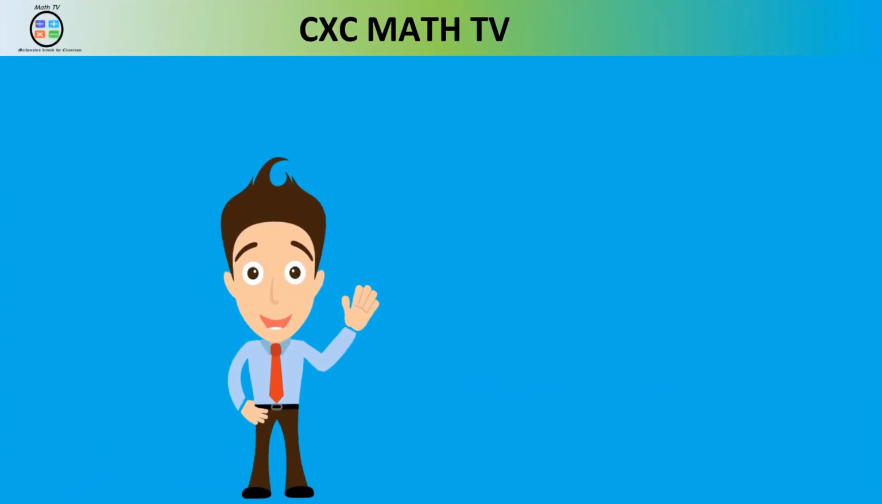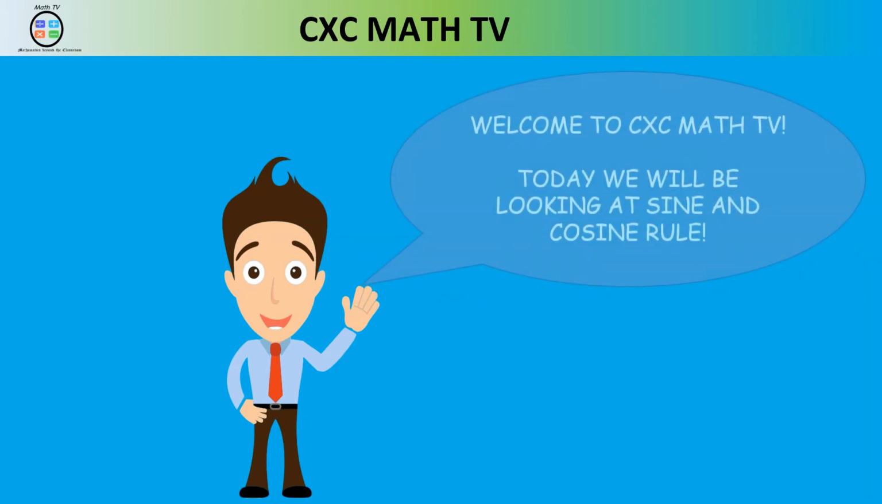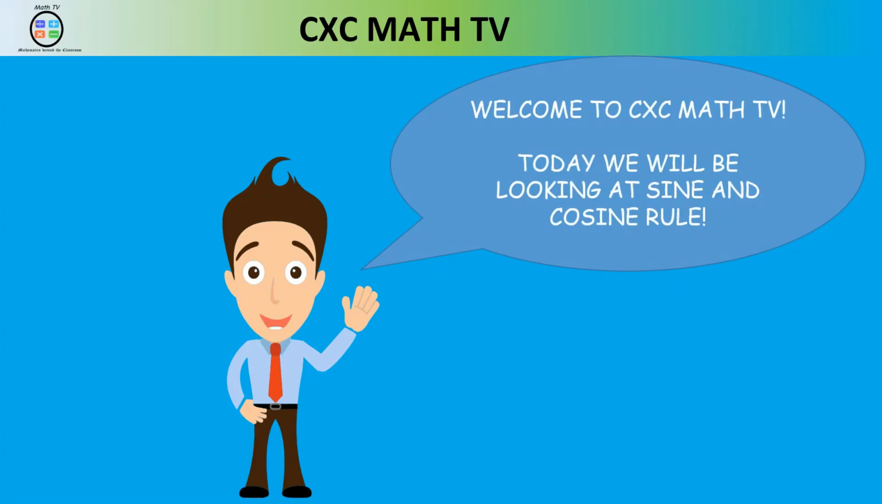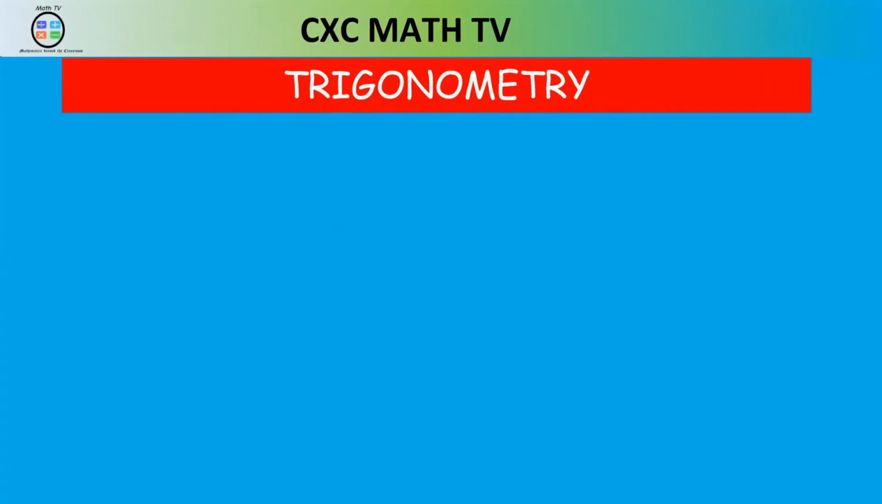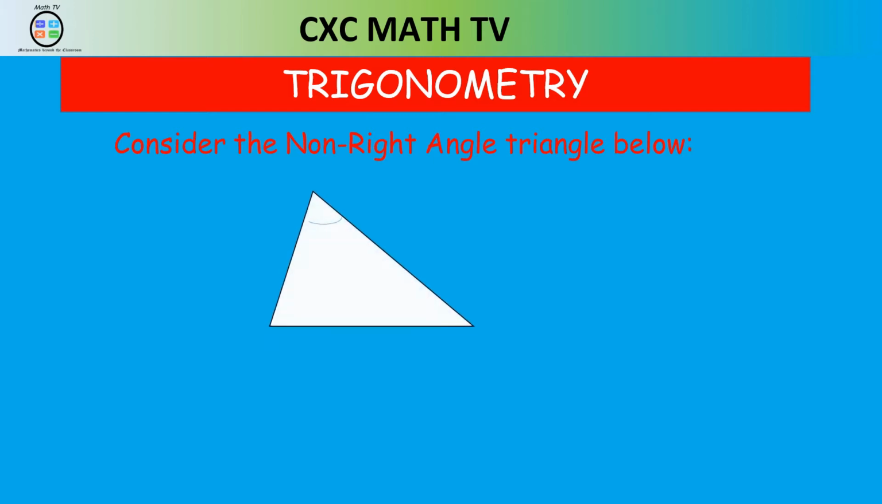Today we will be looking at sine rule and cosine rule, a really nice topic. Consider this non-right angle triangle below. Consider the triangle PQR, where PQ is 7 centimeters, QR is X centimeters, PR is 8 centimeters, and angle QPR is equal to 32 degrees. How do you find the length of the unknown side X?